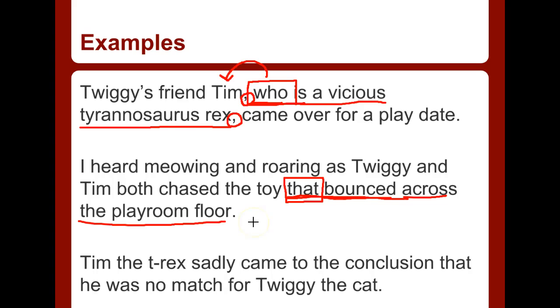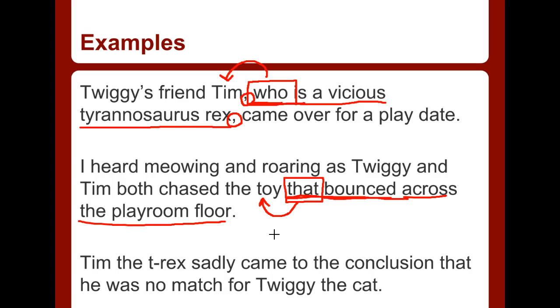And, as always, because it's acting as an adjective, I can take it out of the sentence and I'm still left with a grammatically correct sentence. The sentence might not make as much sense. I mean, that is why we add the extra information, but grammatically, the sentence still works. I can pull it out and the sentence still reads, I heard meowing and roaring as Twiggy and Tim both chased the toy. What kind of toy is it? Well, it is the toy that bounced across the playroom. See how this adjective clause modifies the word toy. Toy is a noun. Therefore, we have an adjective clause.